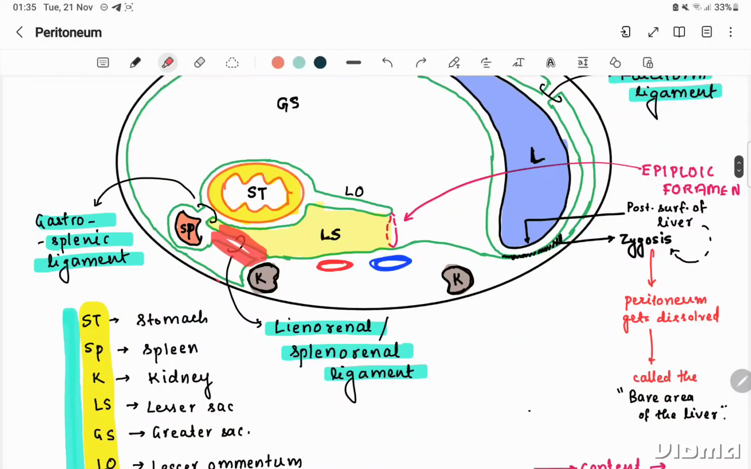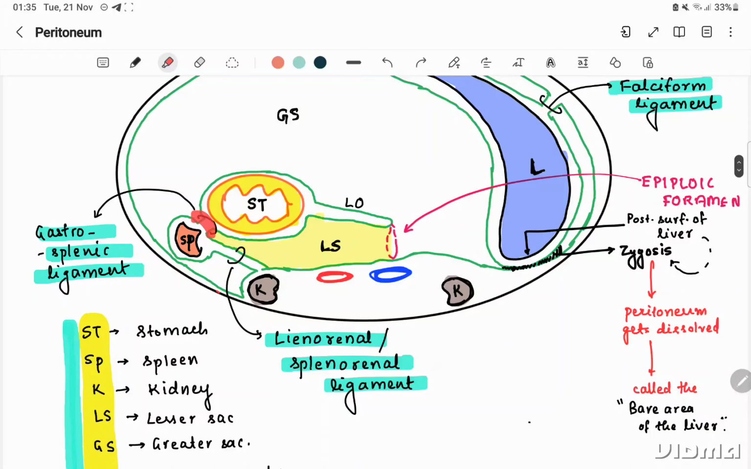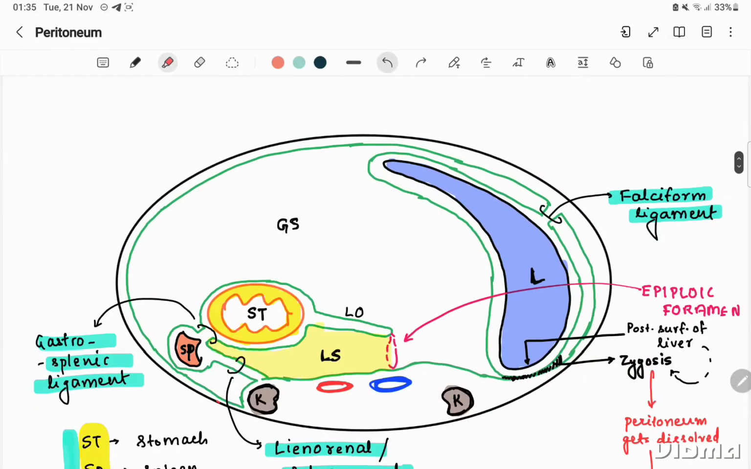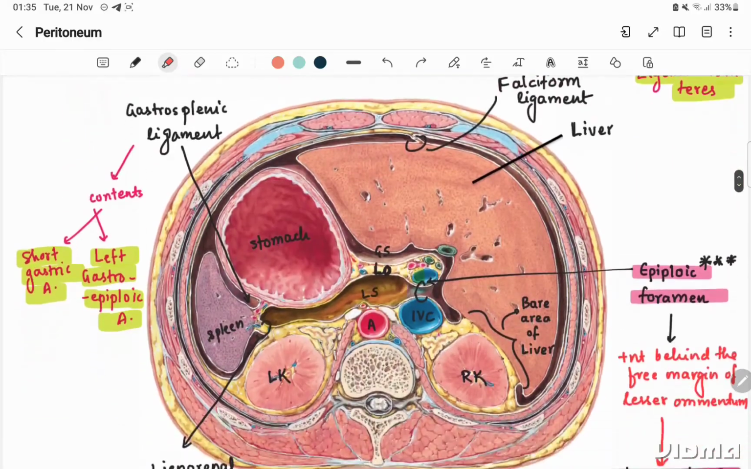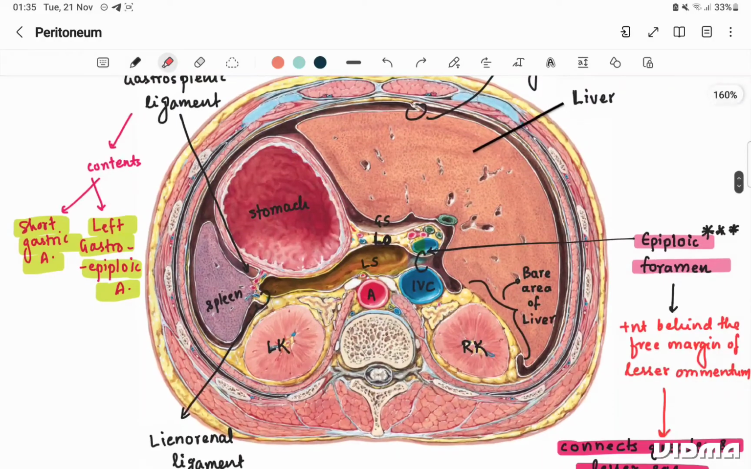There is a ligament formed between the kidney and the spleen, this lining which is surrounding the kidney and the spleen, called the lienorenal or splenorenal ligament. And the gastrosplenic ligament is also there, between the stomach and the spleen. So this is your section, this is the greater sac, and this is your lesser sac. If you understood the structure, let's see it in this real-time section.